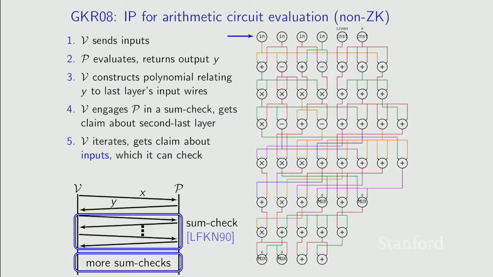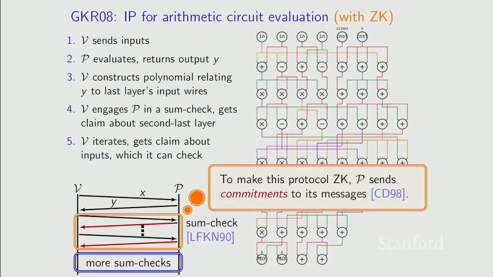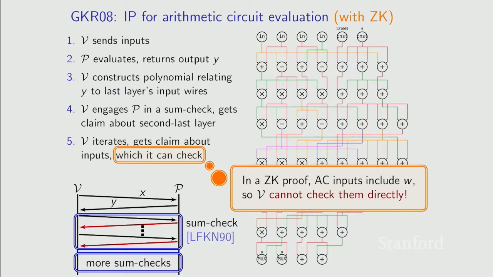But in zero knowledge, we need to make two modifications. The first one, as I said earlier, is that the prover is going to replace all of its messages in the sum-check invocations with commitments to those messages. And the second, and this one's a little more complicated, is that we need to give the verifier some way to check that final statement in the proof. And remember, the verifier never gets to see the witness. Since this is a witness-checking computation, somehow the inputs have to encode the witness. So the verifier certainly can't check that directly. So what's it going to do?